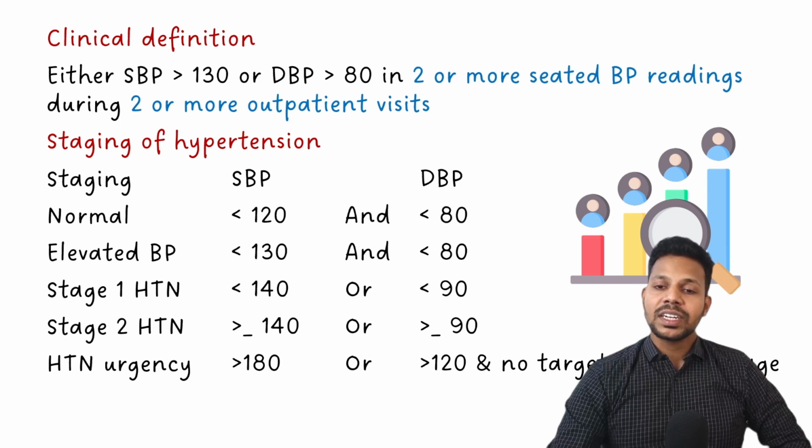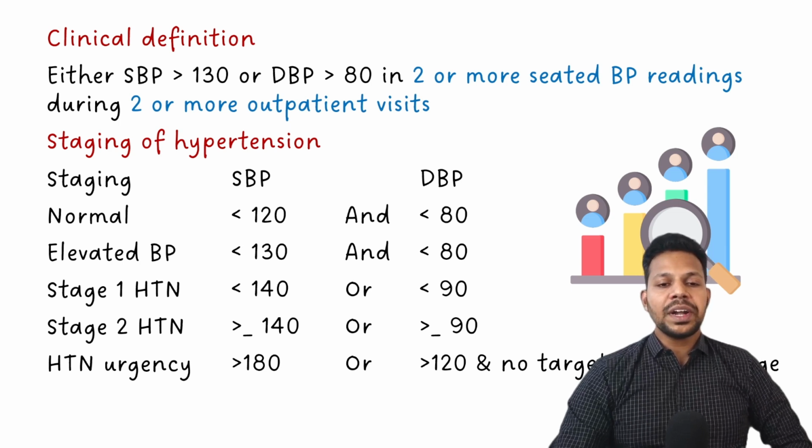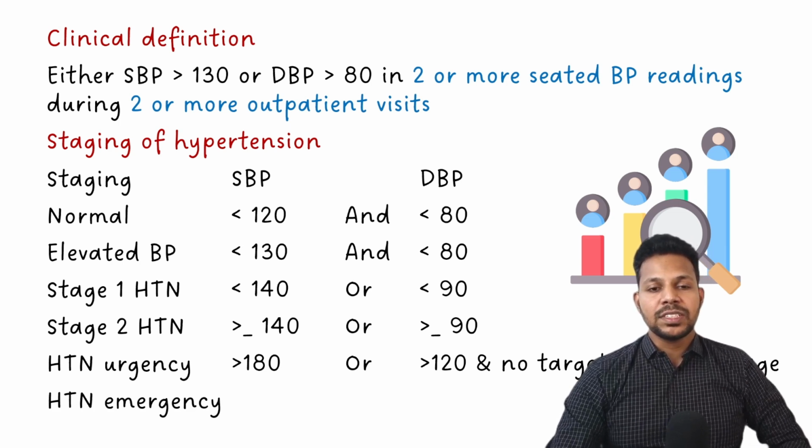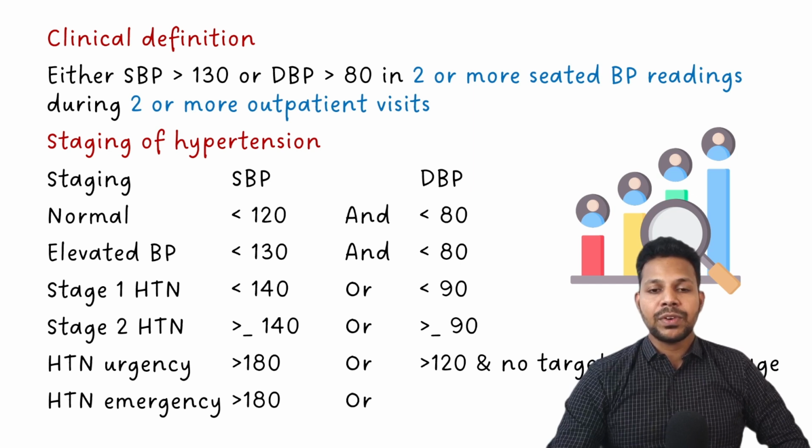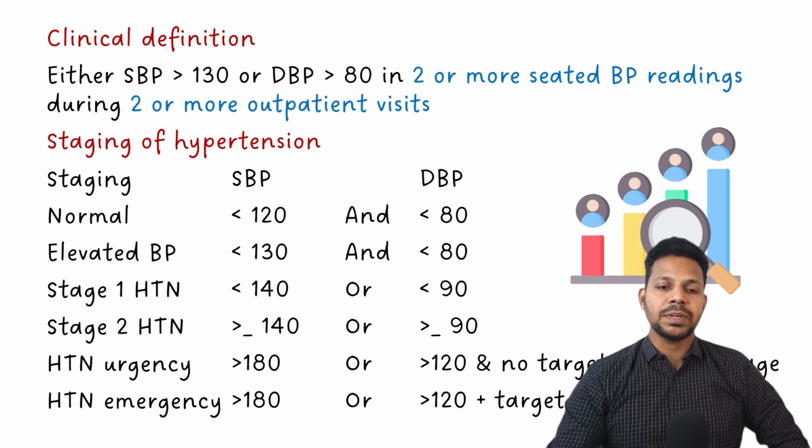When you call it hypertensive emergency, the systolic and diastolic will be more than 180 by 120, but there is target organ damage here.